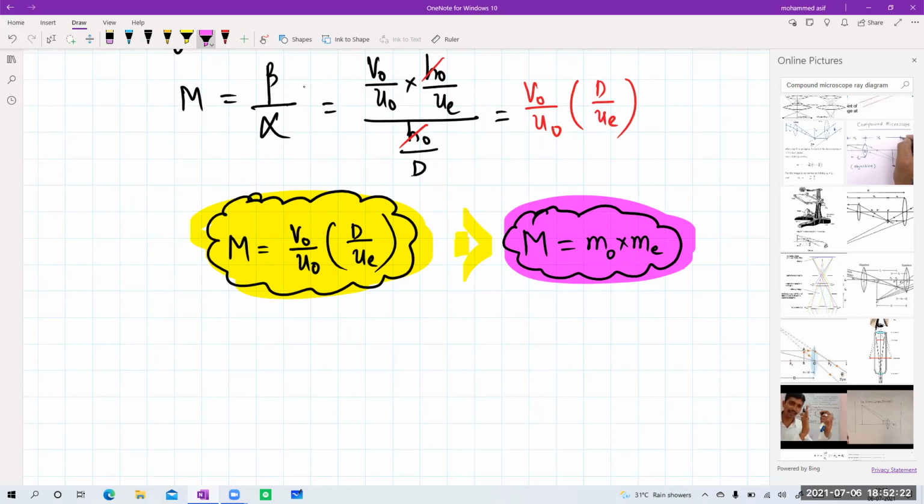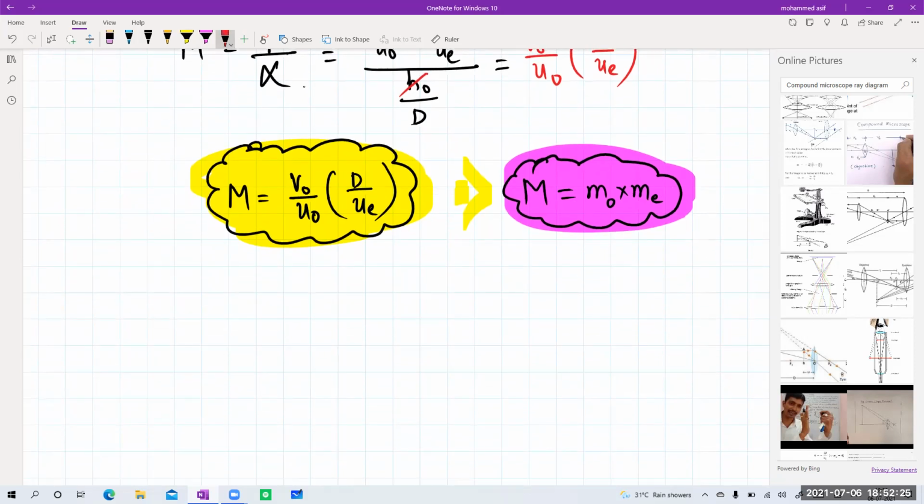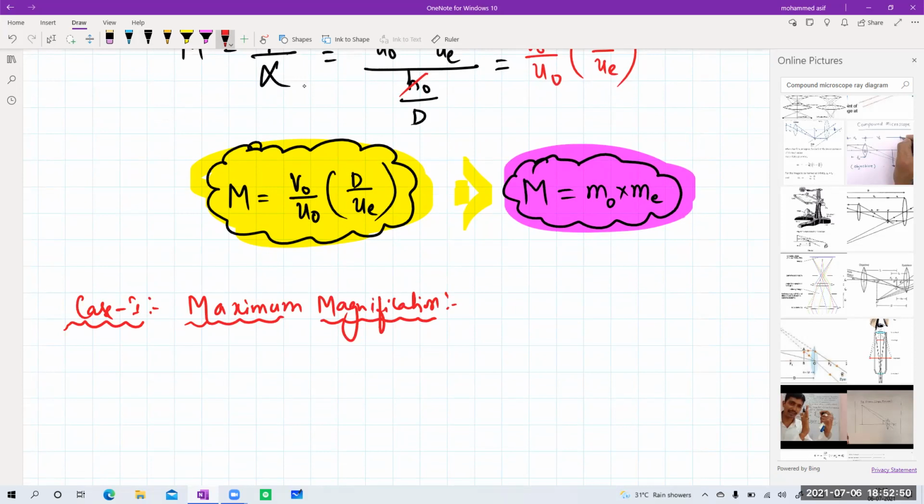Now let us talk about two cases. Case number 1: maximum magnification. Maximum magnification means what? We wrote earlier that maximum magnification is when the image is at the least distance of distinct vision. That means the eye is strained. This will be the strained position of your eye.